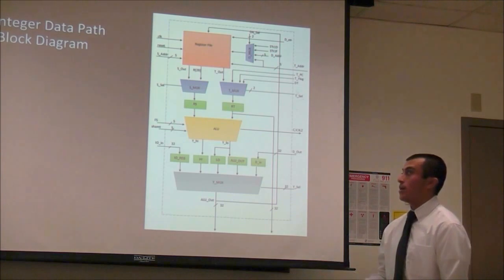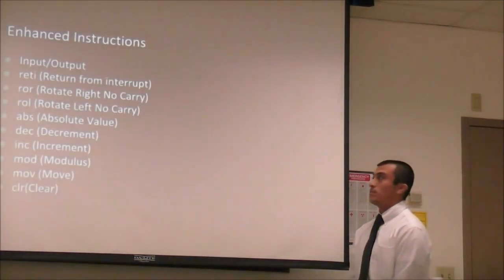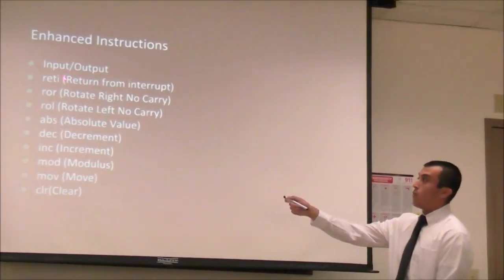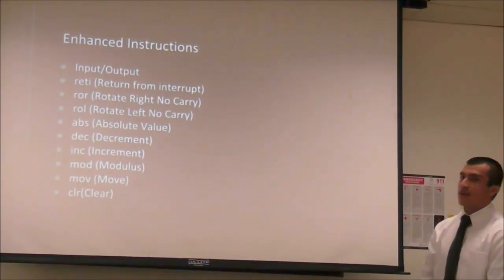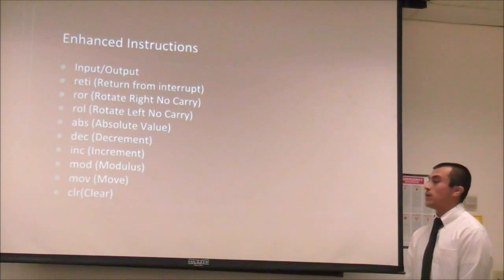So let's move on to our enhancements. We have 10 enhancements. Three of these are input, output, and read I, the three that were included in the baseline of our MIPS processor.